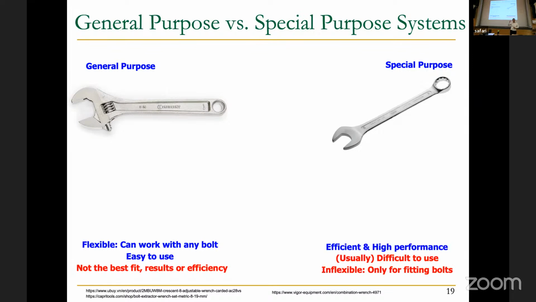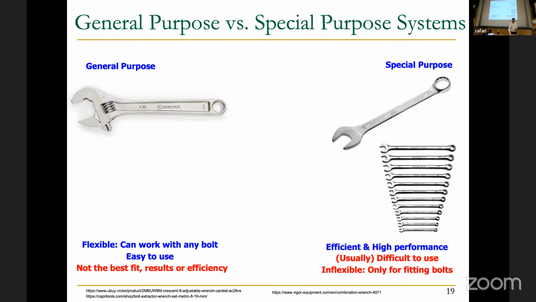On the other hand, the special purpose wrench is very efficient and gives you high performance, assuming it fits the bolt that you're trying to tighten or loosen. But it's usually more difficult to use, partly because you'll need to figure out which one of these special purpose wrenches you're going to use for the bolt that you're dealing with. It may take some time to figure that out. And it's inflexible. It's only for fitting bolts, basically. This is much more flexible. You could use it for other things potentially, where things may not be imaginable with these, right?